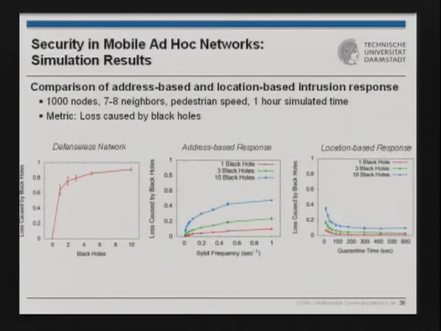So for the location-based approach, we evaluated the loss that is caused by black holes subject to the quarantine time. This means the time during which one quarantined area is active. And clearly, if we choose this too short, we will have a bad effect on loss, so we will have quite high loss rates. If we optimize this, and for the scenario given here the optimum is about 300 seconds quarantine time, then we will have loss ratios that clearly outperform the results from the address-based response. If we are confronted with misbehaving nodes changing addresses, yes please.